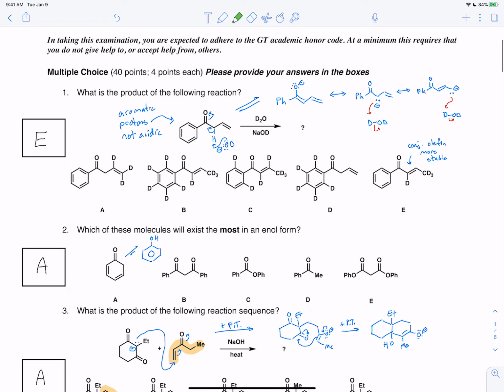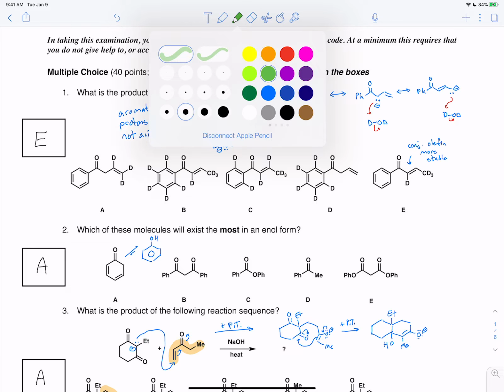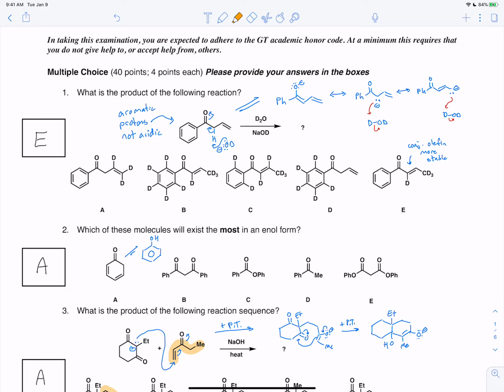So question number 1, this is one of our proton-deuterium exchange problems. We saw one somewhat similar to this during class in one of the examples. And this is where we use a specific type of reagents. We have now deuterated water and deuterated sodium hydroxide. So this will do hydrogen deuterium exchange with any acidic protons that are on the molecule.